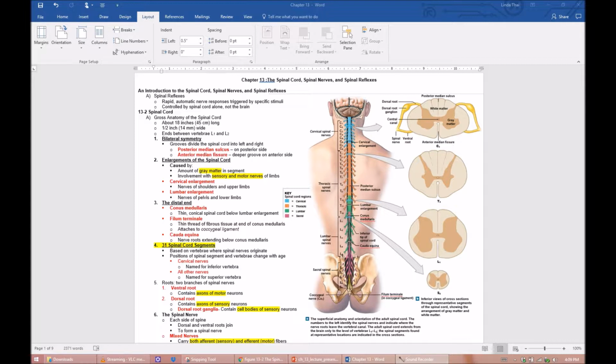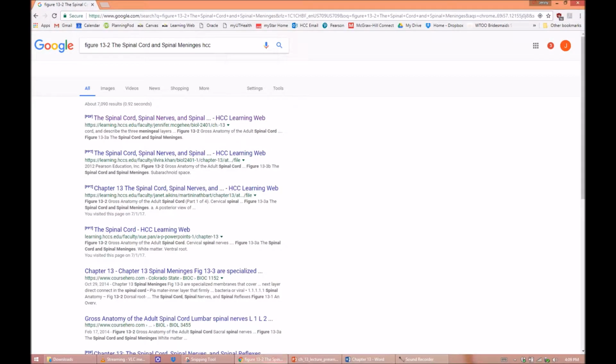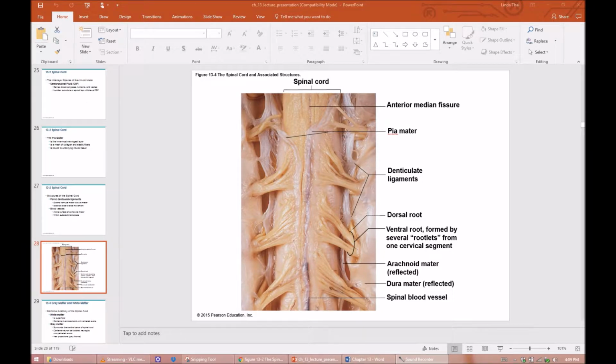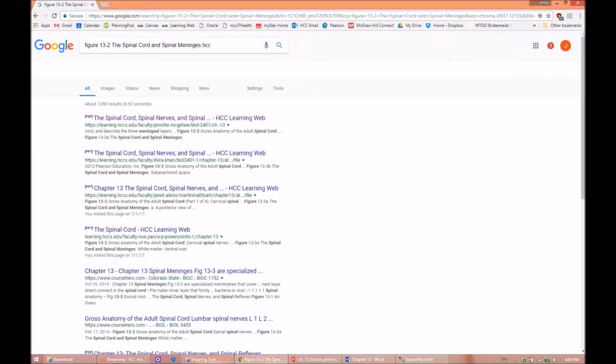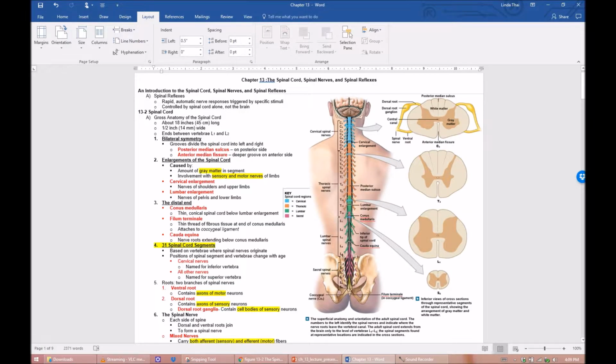Some people asked how I got access to the PowerPoints for the class, and what I did was I just googled the title of a certain section. So for example, figure 13.2, the spinal cord and spinal meninges, and I just typed in HCC at the end. And as you can see, some other teachers at HCC have posted the PowerPoint. I like these because I can see the pictures. I have an older edition of the book, so I just wanted to see if it matched up. Most of the time it does, but I like to have it in PowerPoint format so I can screenshot it and put it in my notes.